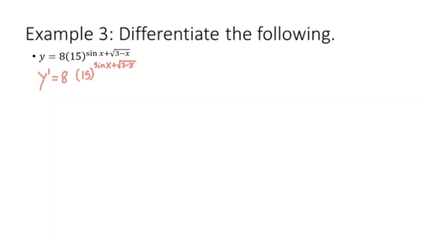So we'll have 15 raised to the sine x plus root 3 minus x. Since our base is 15, part of the rule is we have to multiply by natural log of 15. Then we multiply by the derivative of our exponent, sine x plus root 3 minus x. Now we can take the derivative of our exponent, taking the derivative one term at a time.